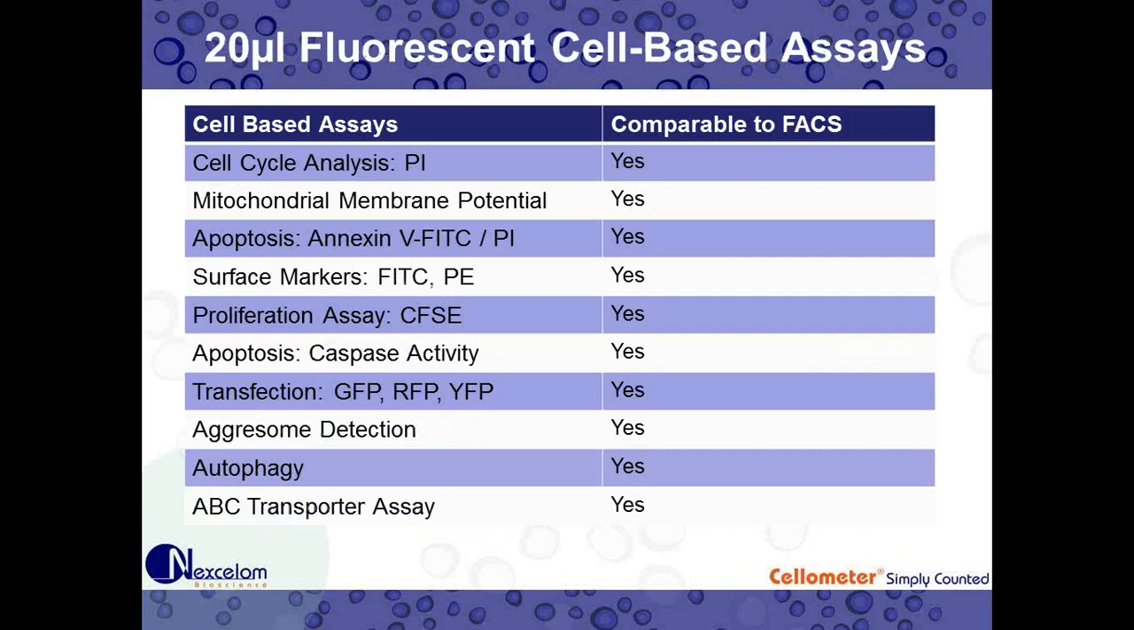So some of the fluorescent cell-based assays we validated include cell cycle, mitochondrial membrane potential, apoptosis using Annexin V/PI, surface marker detection using antibodies labeled with FITC, PE, or other fluorescent tags, CFSE for cell proliferation, apoptosis assays involving caspase activity, GFP, RFP, YFP transfection, and other fluorescent proteins, aggresome detection, autophagy, and also ABC transporter assay.